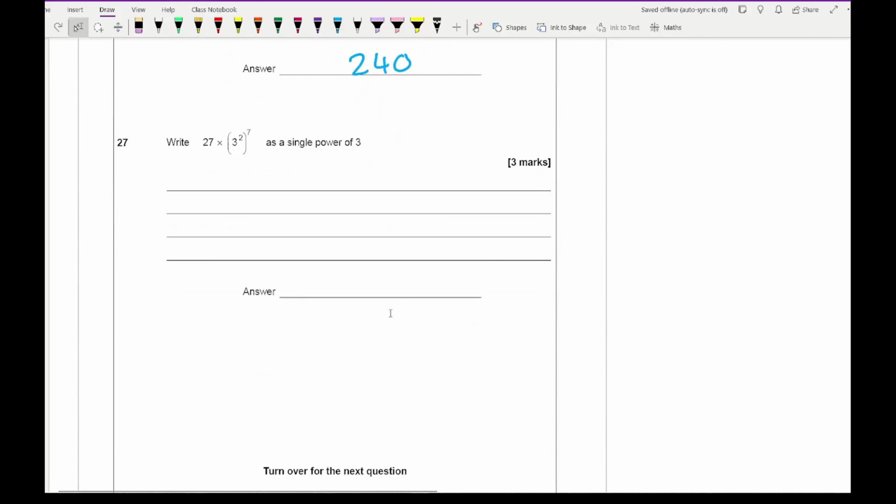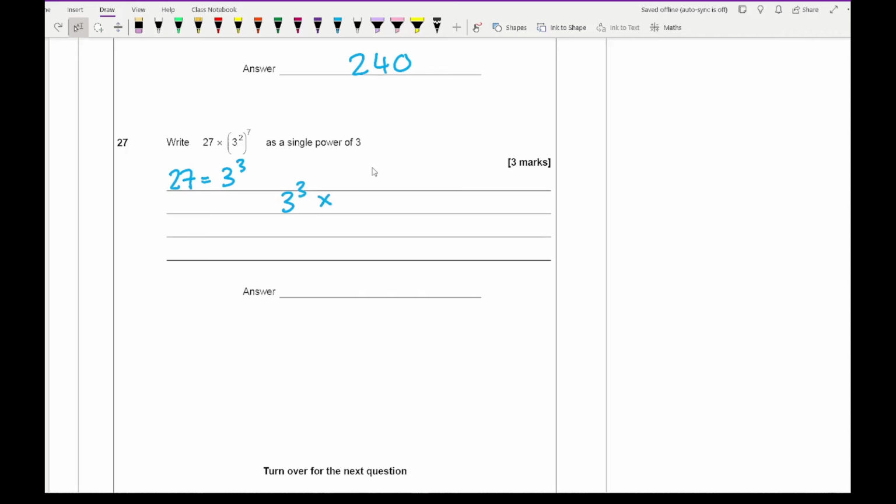Then looking at question 27, it says write 27 times 3 to the power 2 to the power of 7 as a single power of 3. Now what we need to do here is look at indices. I can write 27 as a power of 3. How many 3's do I need to multiply to get 27? Well, 3 times 3 gives me 9, times 3 is 27, so it's 3 cubed. So I can write this question as 3 to the power of 3.